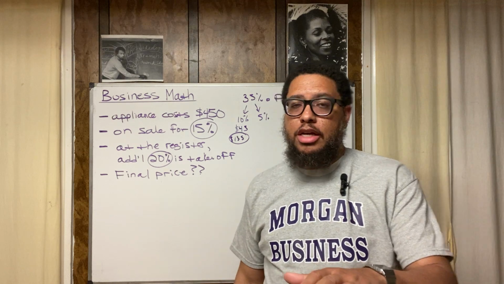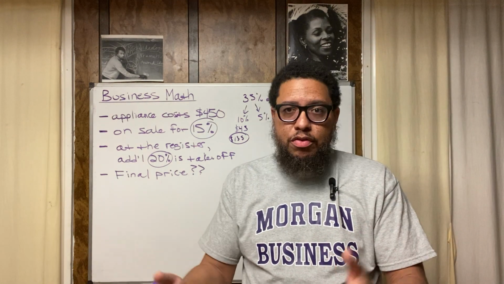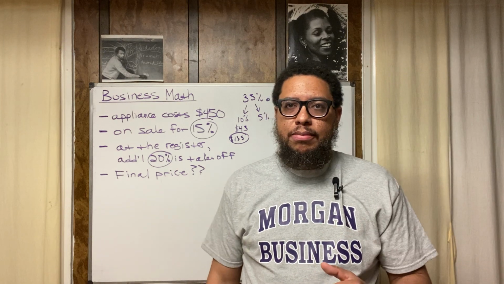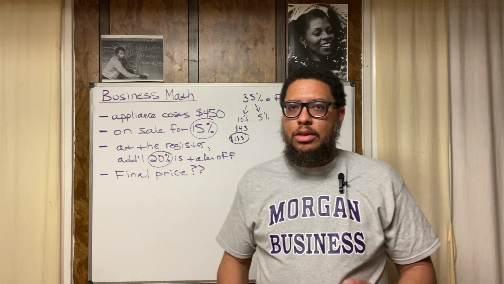How did I do that? Think about how I did that. I took the 45 and I broke it down into 40 and 5. What's half of 40? 20. What's half of 5? 2.50. You got to know that.